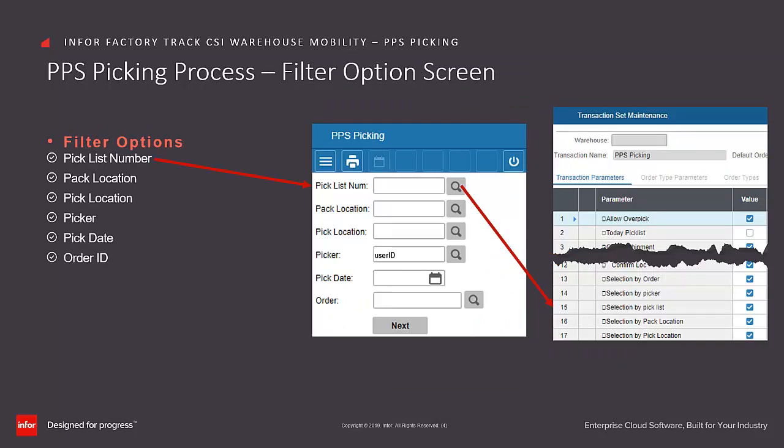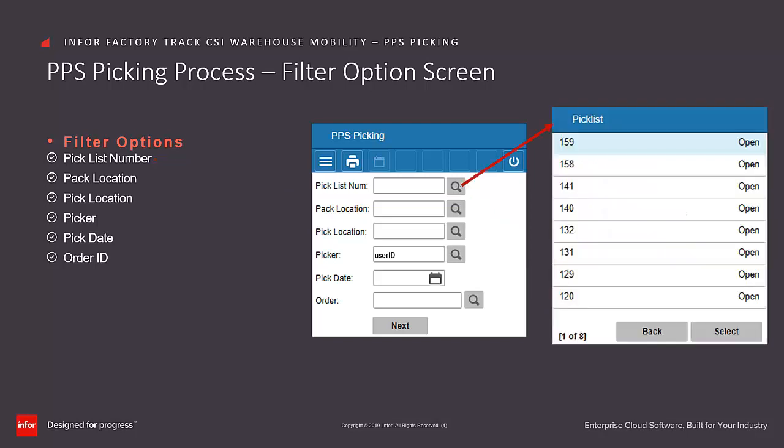Factory Track offers several options to allow the user to search for the pick list from which to fill open customer orders. Most widely used filter is the pick list number field that is made available if the Selection by Pick List option is selected in the transaction set maintenance form. You can then enter, scan, or search and select the pick list number. When a specific pick list is identified, the application will direct the user to the next step without need of any additional filtering or selection.